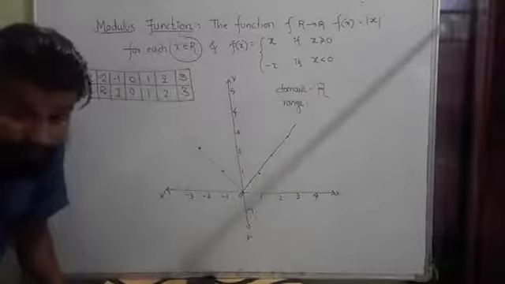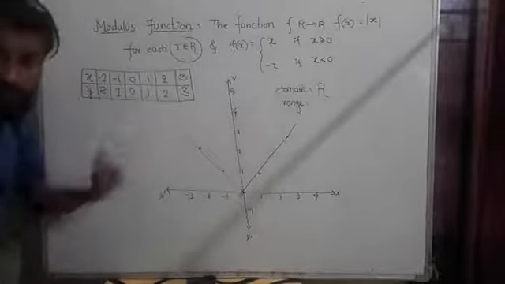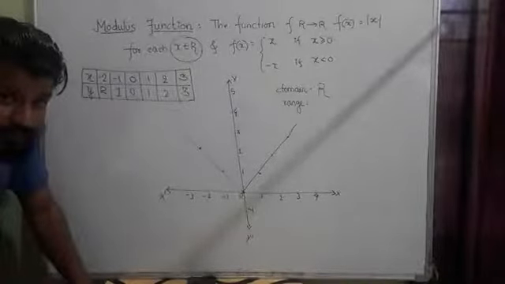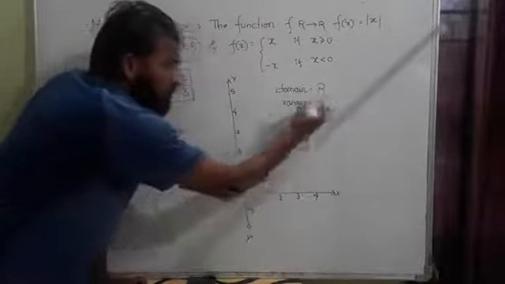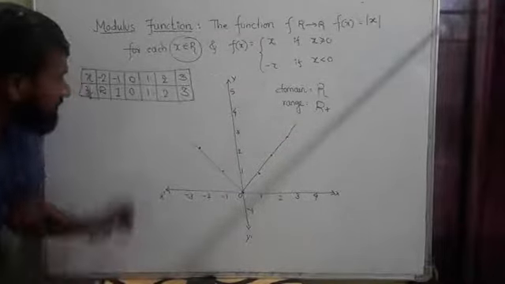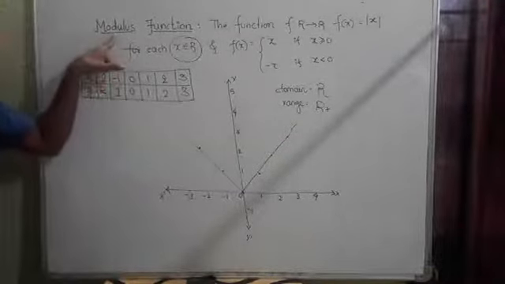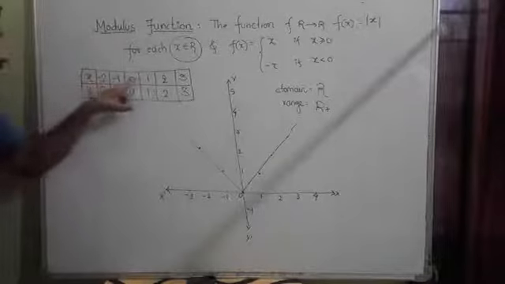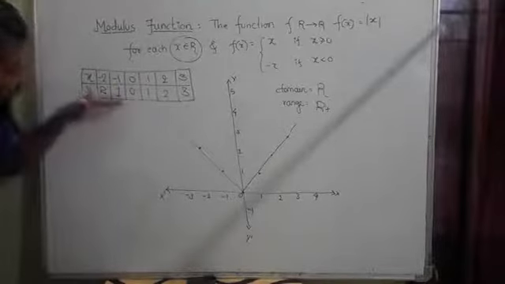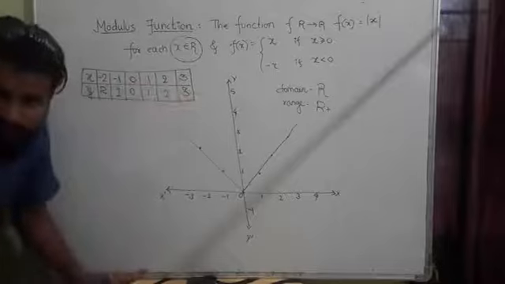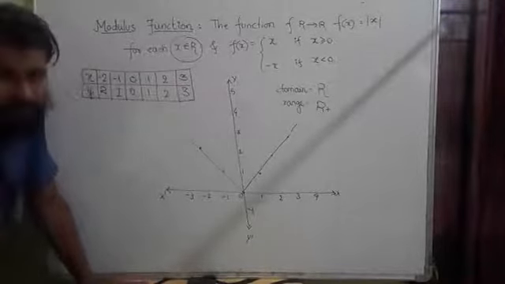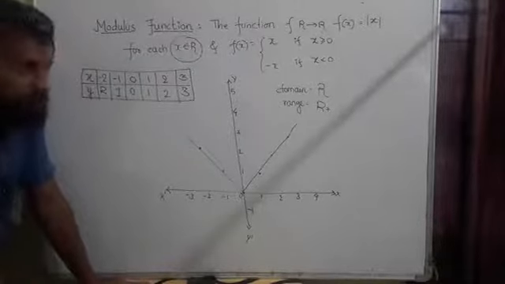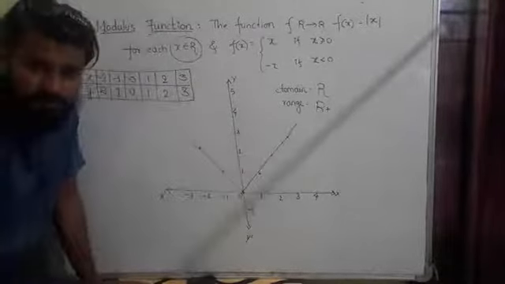But what about the range? What are the answers we are getting? Tell me what will be the range. Think and tell me. Very good. Some of you have said it right. The range is R plus. Why? Because the very work of modulus function is to convert all the numbers into positive numbers. So your answer will never be a negative number. It will always be positive. Yes or no? So that is why we wrote R plus.